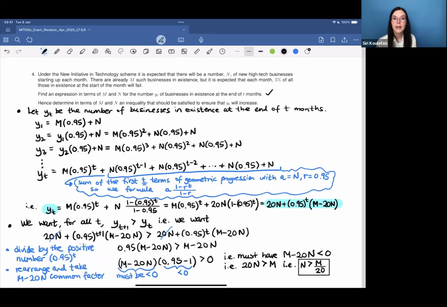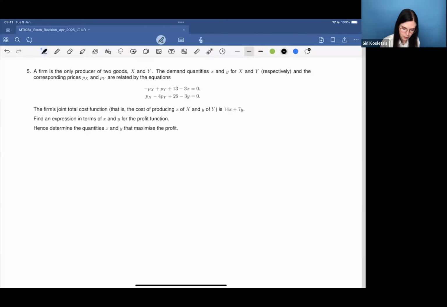Now, moving on to the next question. So a firm is the only producer of two goods, we call them capital X and capital Y. And the demand quantities little x and y for X and Y respectively, and the corresponding prices PX and PY are related by the following equations. So here you see, again, a system of linear equations as we often encounter in the course.